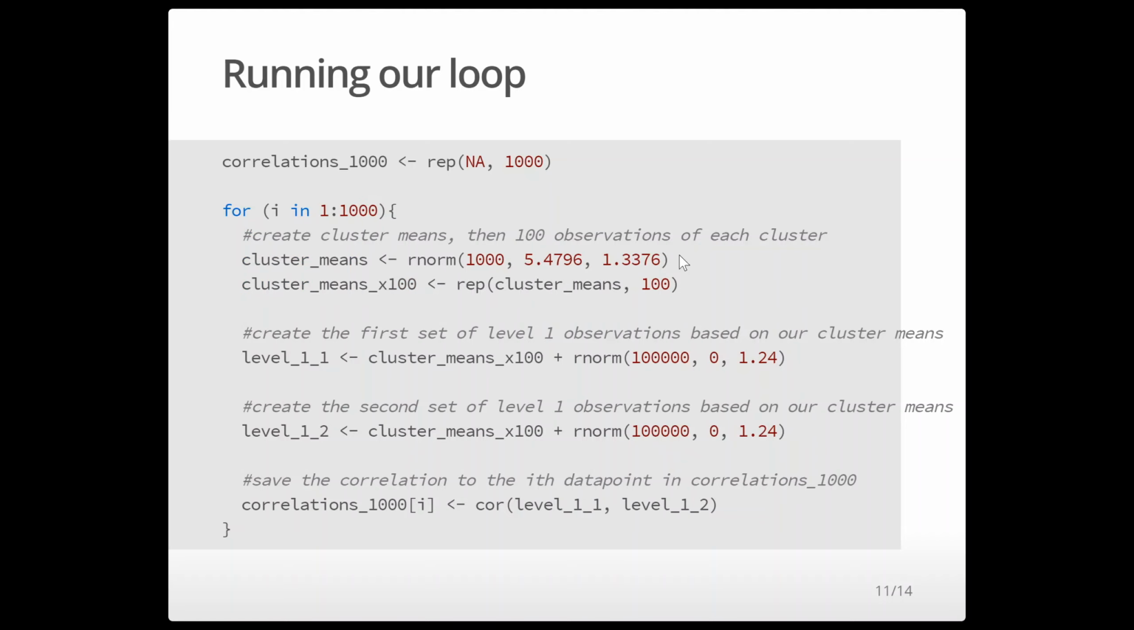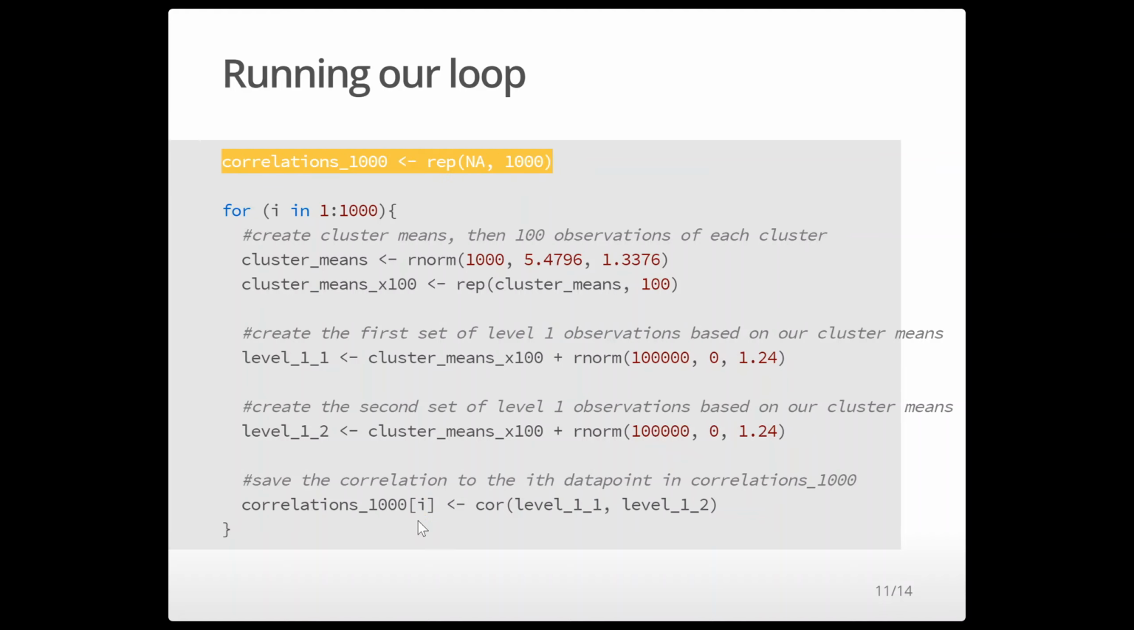So I start by generating my cluster means, and then I repeat my cluster means 100 times. Then I add a set of residuals onto these repeated cluster means. I just shortened it here. Instead of saving the residuals as a separate object, I just added them directly on, just to save space on the screen. Then I do it a second time, and so now I have two sets of level 1 observations from the same sample. Then I check the correlation between my two sets of level 1 observations, and I write it to the ith index in my correlations variable.